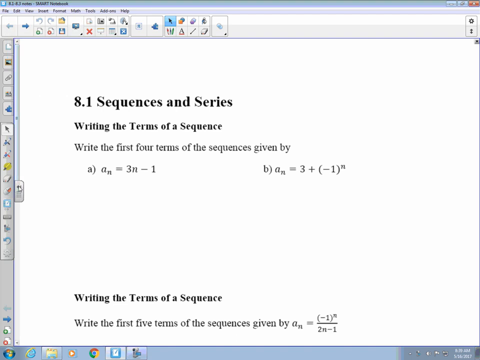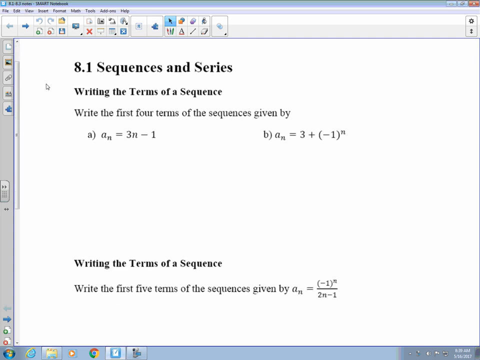All right, here we're going to do section 8.1 on sequences and series. A sequence is a list of numbers, and those lists of numbers follow a specific rule. The difference between a sequence and a series is that, as you'll find out later in the section, a series is the sum of those terms, and it has a special notation so that you can tell the difference between the sequence and the series.